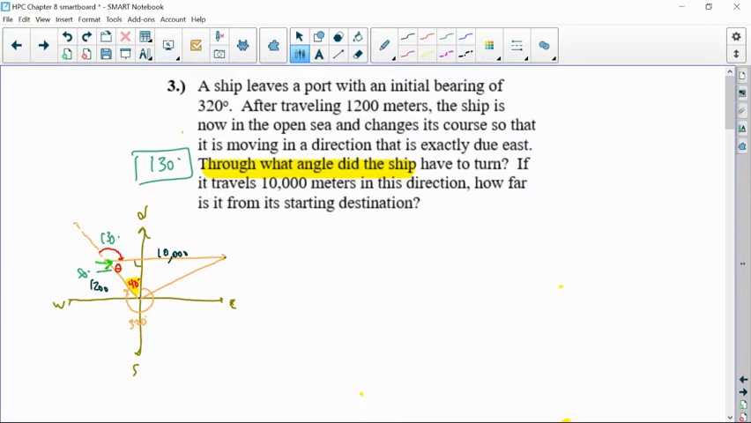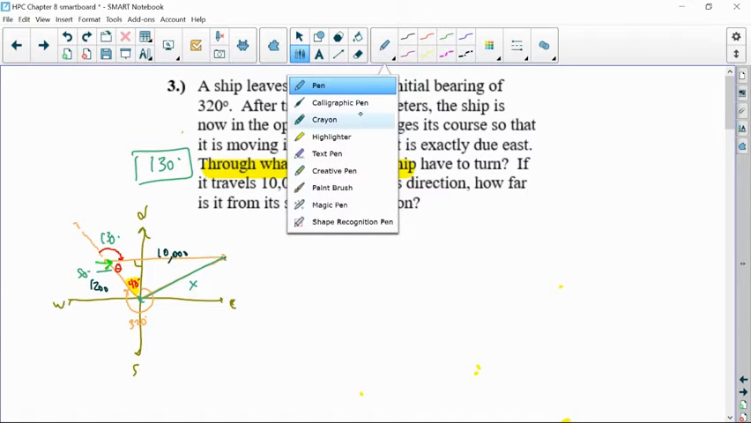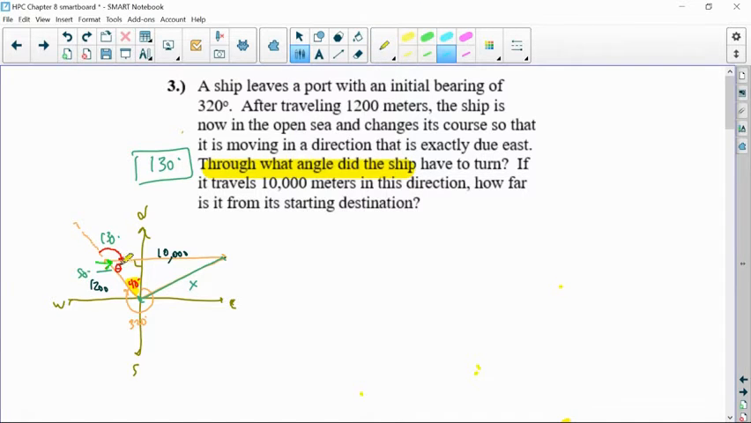Okay, now it also says how far is it from its starting destination. In other words, how far is this segment there? Okay, so call that x. When I see this triangle, I want to think about what are all the pieces that I know. I know this theta is 50 degrees. I know a side length of 1200 and a side length of 10,000. I'm looking for x. That's a side angle side case.